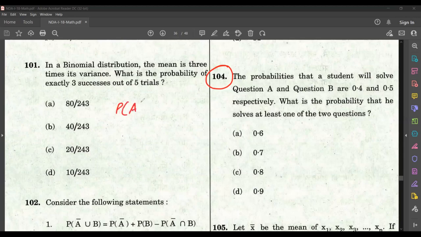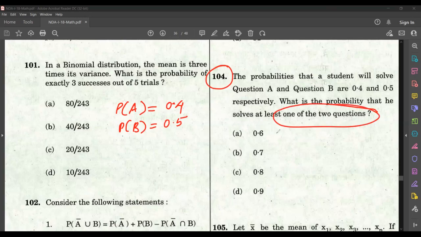So P of A is given as 0.4. P of B is given as 0.5. Now listen. At least one of the two questions means he will be solving anyhow. The probability of the student solving question A is 0.4, and of solving question B is 0.5.